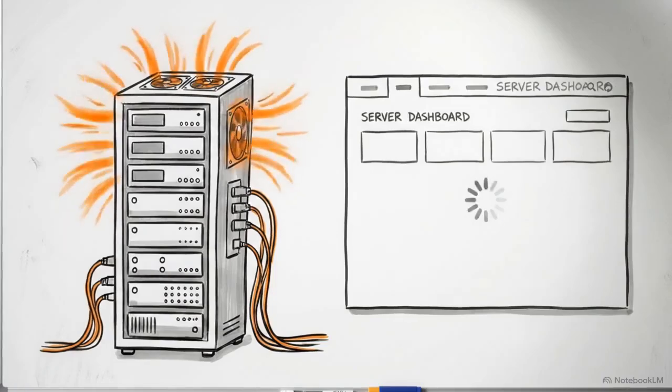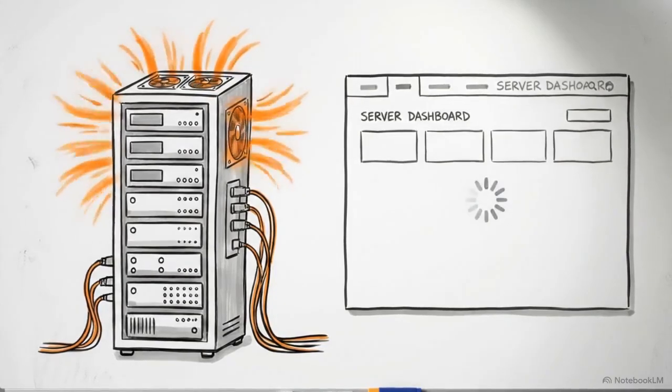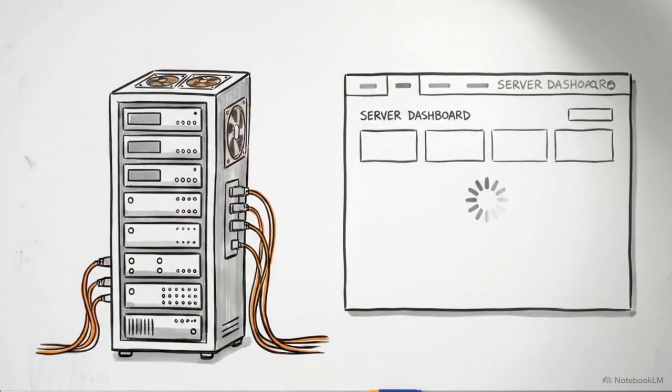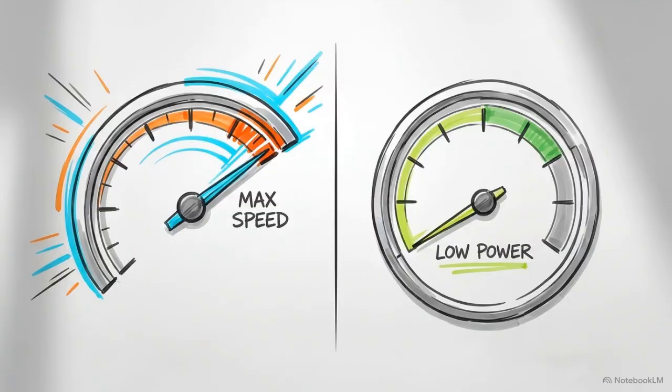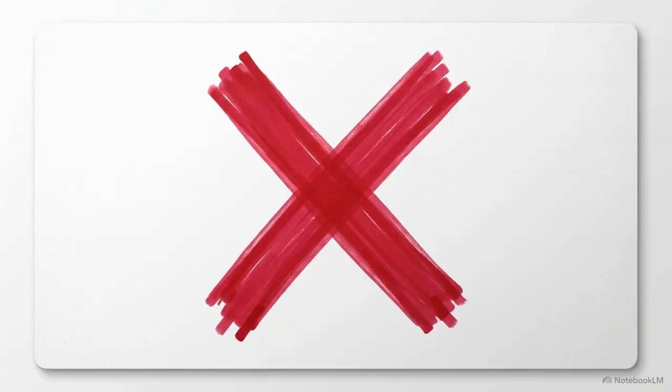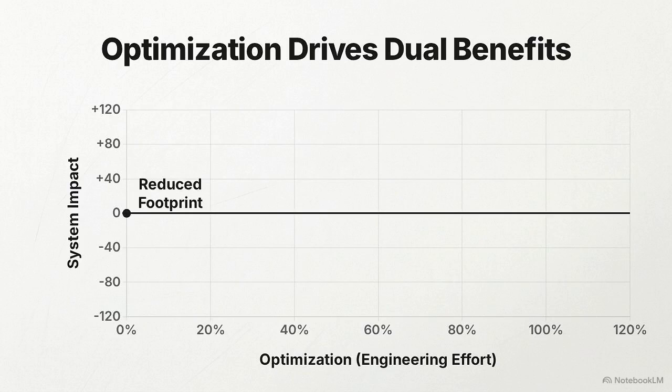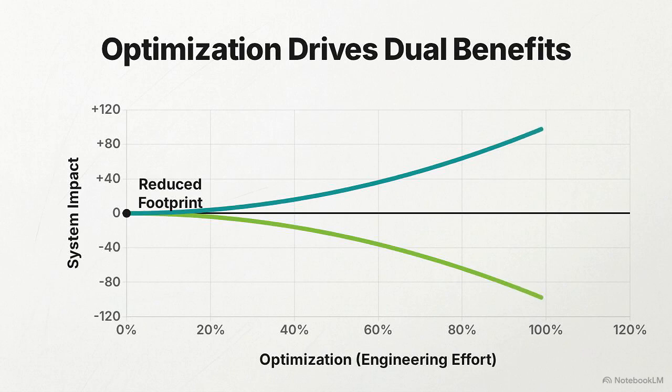We've all heard the industry assumption: if you want a fast system, you have to burn power. The prevailing wisdom dictates that performance and sustainability are natural enemies. That assumption is incorrect. We will dismantle that myth and look at the actual data. In most architectural scenarios, reducing the computational footprint drives both speed and lower emissions simultaneously.